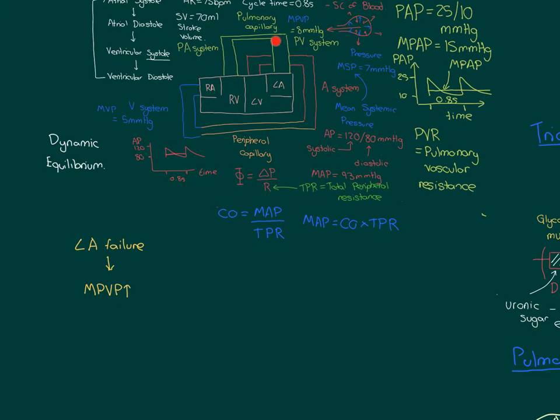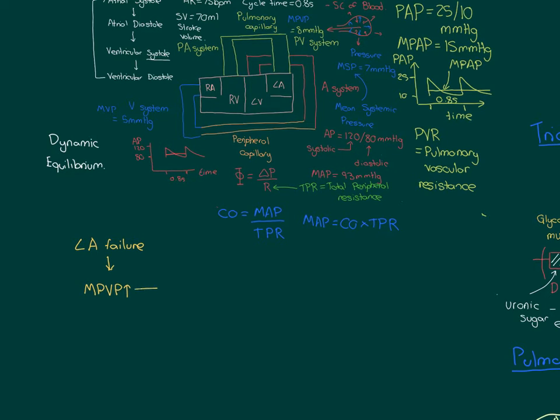Now, the pulmonary venous system is nowhere near as large as the systemic venous system. So when the pressure of this starts going up, it means that the amount of blood flowing through the pulmonary capillaries is going to go down, because the pressure difference between the pulmonary arterial system and the pulmonary venous system has gone down. Remember, flow is the difference in pressure over the resistance. Resistance is the same, but the pressure difference has gone down, so flow will go down. So that overall means that blood's going to back up into the pulmonary arterial system.